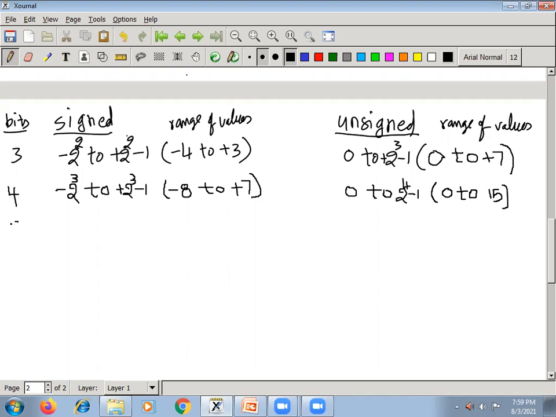Coming to 8 bits, 8 bits means 1 byte. When you have 8 bits, talking about signed, 1 bit is dedicated for sign. It is nothing but minus 2 power of 7 to plus 2 power of 7 minus 1. So what is the range of values you will get? Yeah, 2 power 7 is how much?